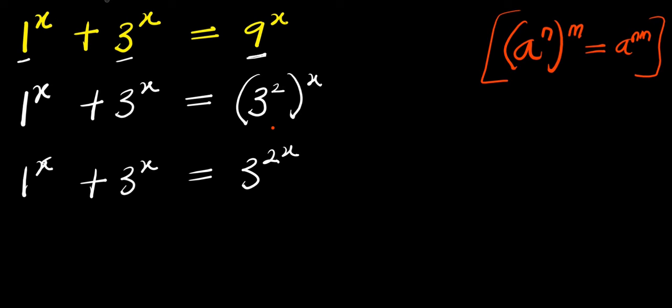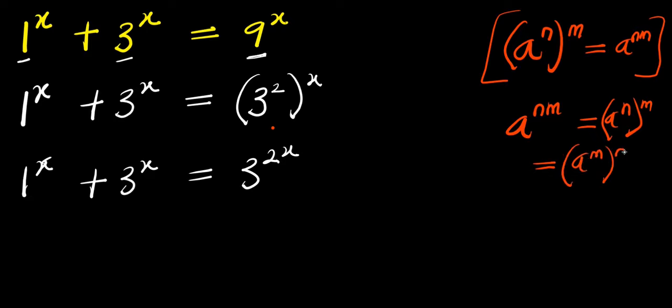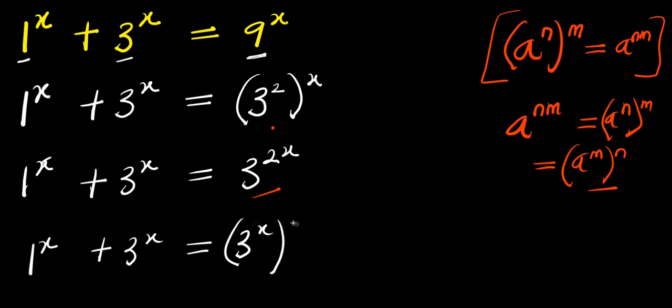Now, the next thing we do is to go back to this same identity, and let's do it this way. If you have a power n times m, this is just like having a power n to the power of m, and also a power m to the power of n. So what I'm going to do is to convert from this to this. So what we are going to get will be 1 to the power of x plus 3 to the power of x equals 3 power x, to the power of 2.